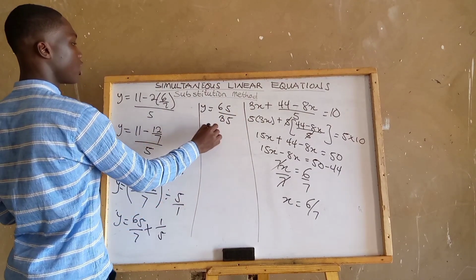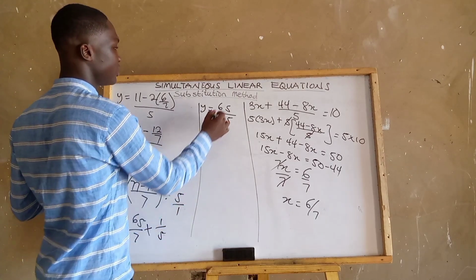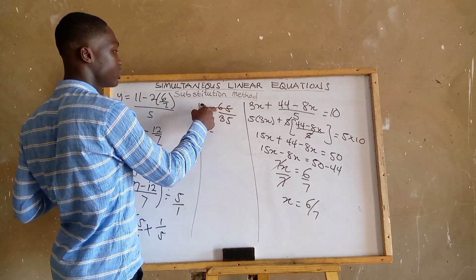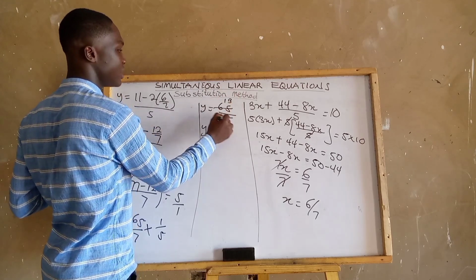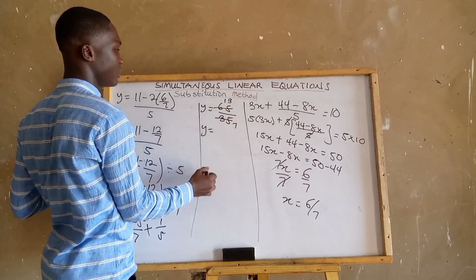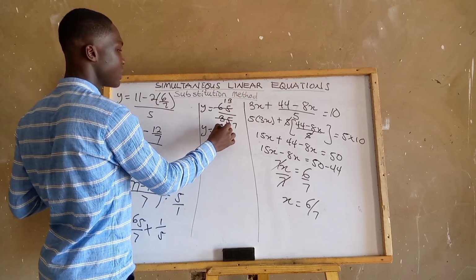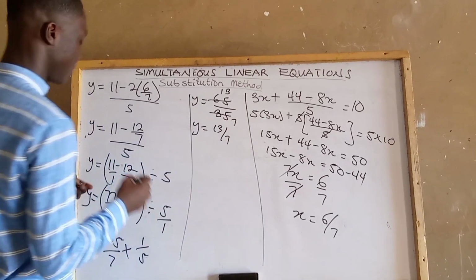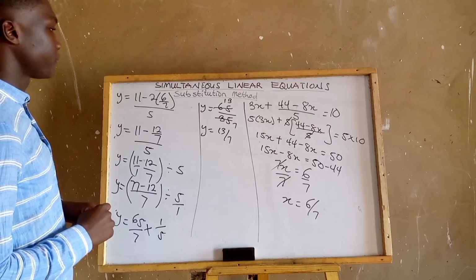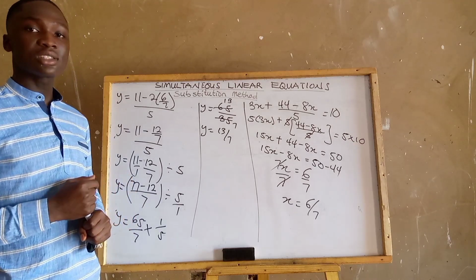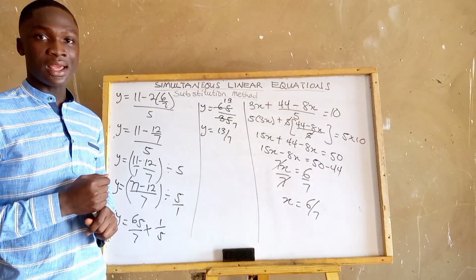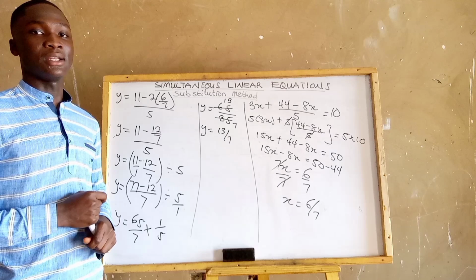So y is equal to 5 goes into 65. So here 5 goes into 6 one time, we subtract 5, bring down the 5, you have 15, so 3. You have 13 here, and here you have 7. So now you have 13 over 7 as the value of y. So now this is how to solve simultaneous linear equations using the substitution method.